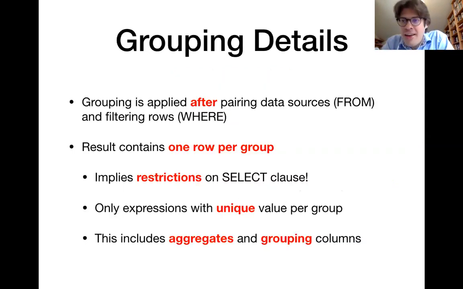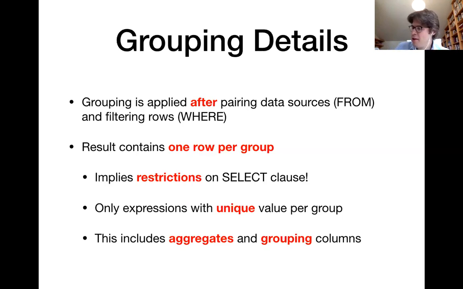All right, and here you see essentially what I just explained, laid out in a little bit more detail. First of all, in terms of evaluation order, as we have seen in this example, grouping is applied after we have filtered by the where clause. And what I also introduced in this example, you have this constraint that the result can only contain one row for each group, and that implies some restrictions on what you can put into the select clause once you're running group by queries.